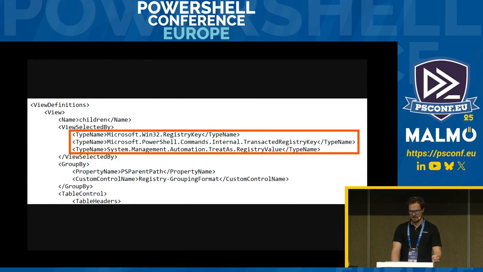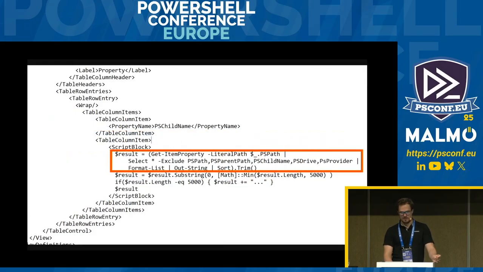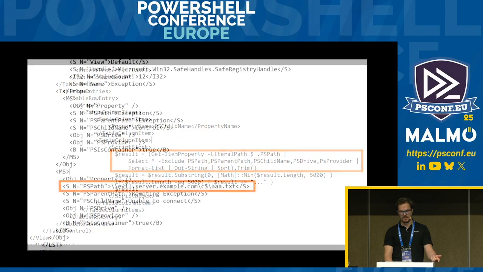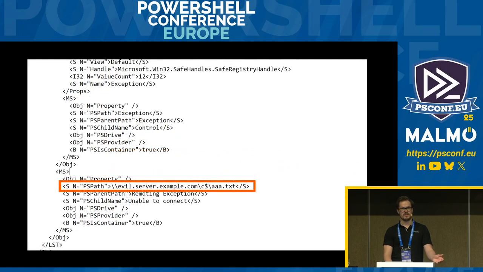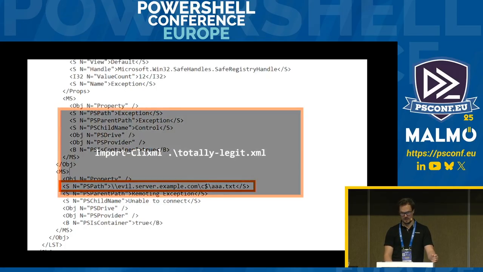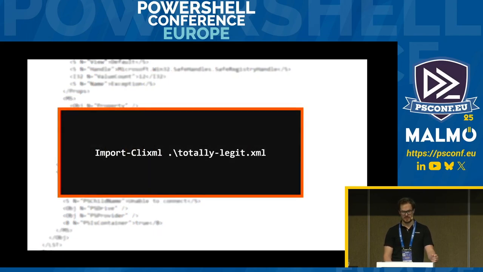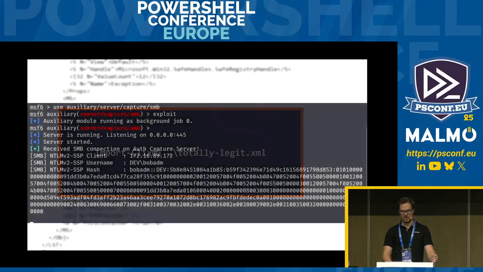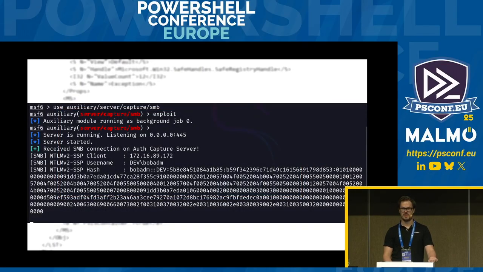What about this type then? We have a registry type. If you look at that one, it has a formatter that takes the PSPath and it does a Get-ItemProperty of that PSPath. And the fun thing here is that this one will be printed by default and this one is always loaded in your PowerShell prompt. Meaning that if I create an object that is just a registry key and I put the PSPath to my evil server and then you import my bad CLIXML, this is just going to work off the bat and I'm going to steal the NTLM v2 hash.